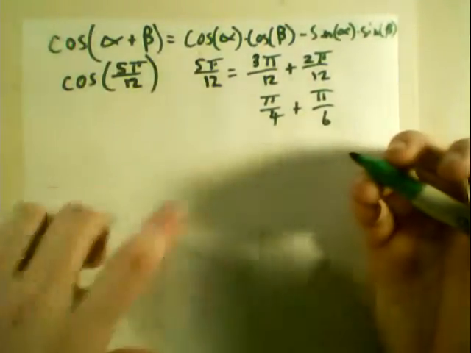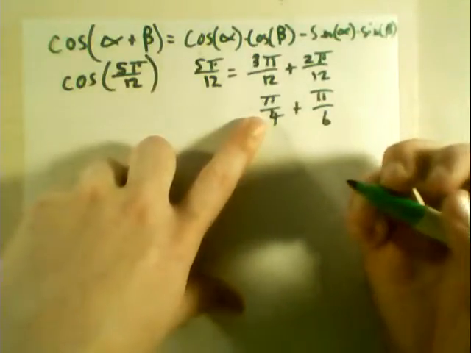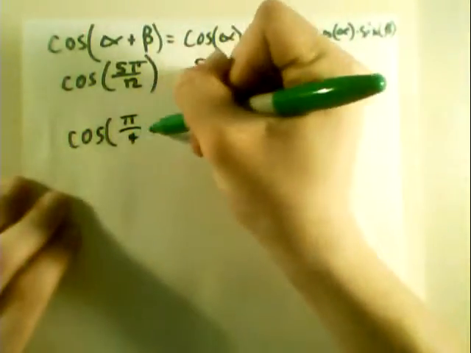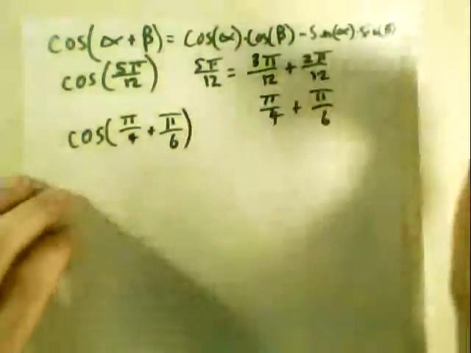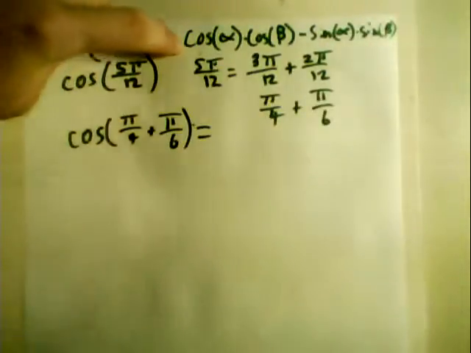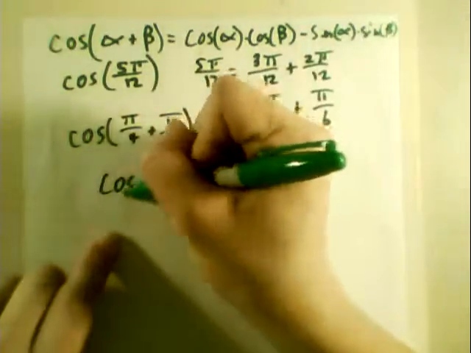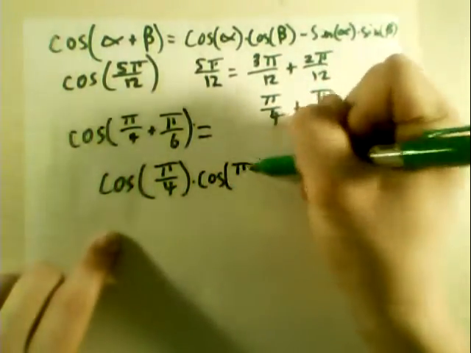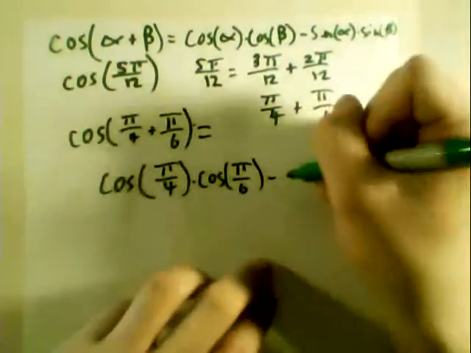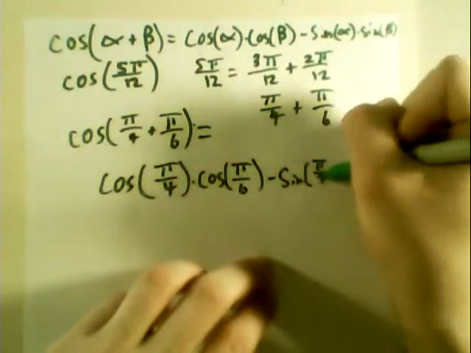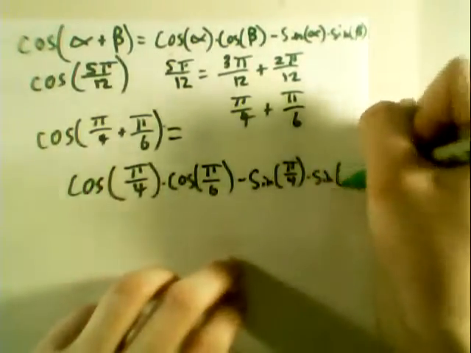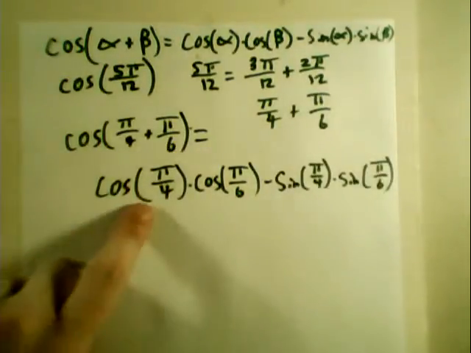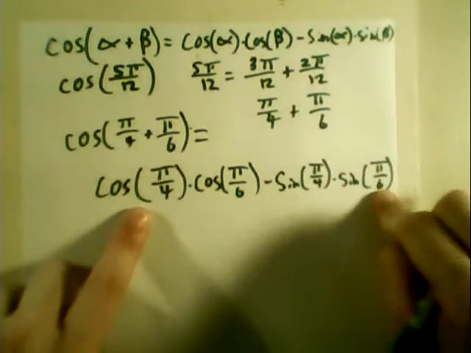So let's go ahead and express this as the cos sum difference. So it'd be written like this: cos of pi over 4 plus pi over 6 equals, and then we plug it into this equation. So we have cos of pi over 4 times cos of pi over 6, opposite sign, sine of pi over 4 times sine of pi over 6. Voila! Okay, so now we find each of these values in the unit circle.